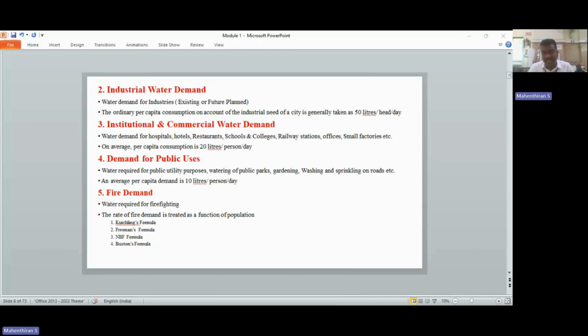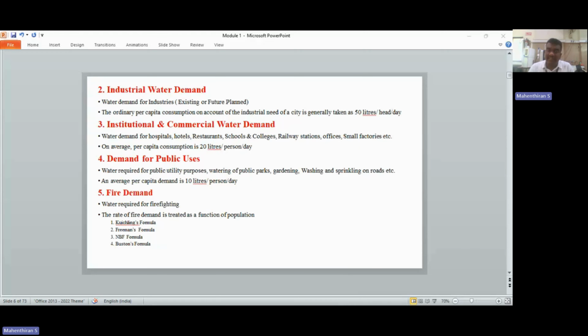These components are very important because in real-world planning, water is not only used for domestic purposes. A city must supply water to industries, public services, and also maintain readiness for emergencies like fire. Let us begin with industrial water demand.